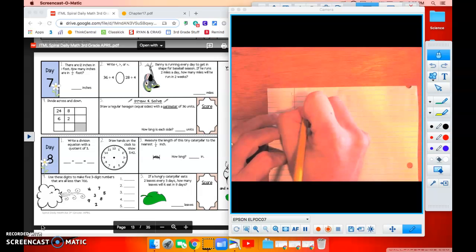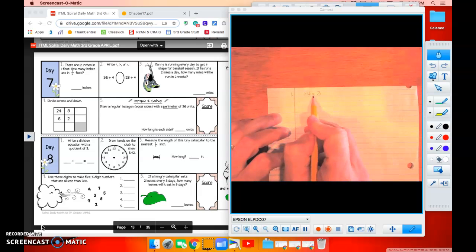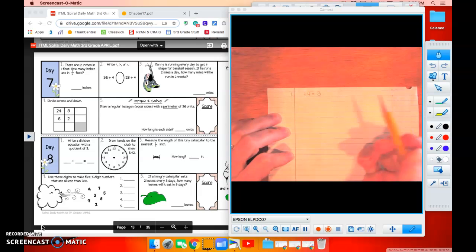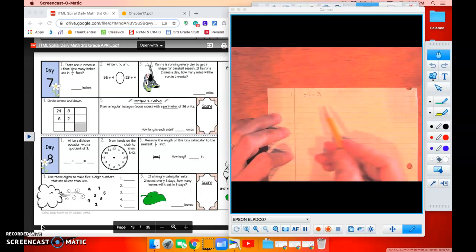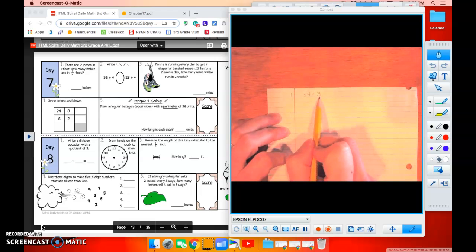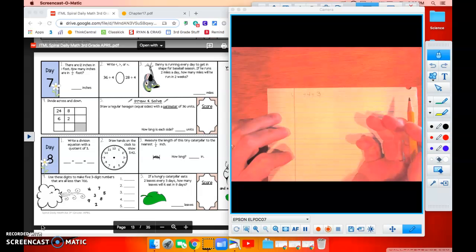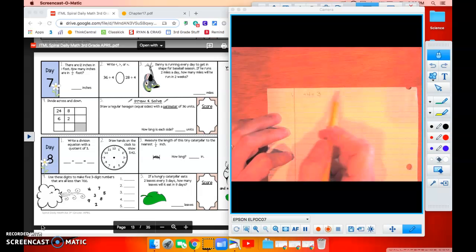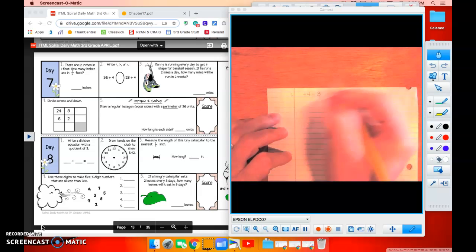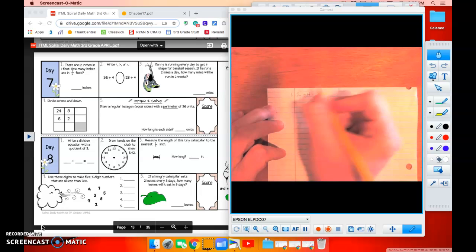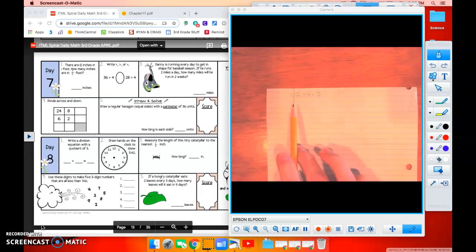Let's just put 4 there because it's one more. So what divided by 4 equals 3? Well, let's think backwards. What is 3 times 4? All right, so instead of something divided by 4, let's go 3 times 4. So 3 times 4 is 12. So 12 divided by 4 equals 3.